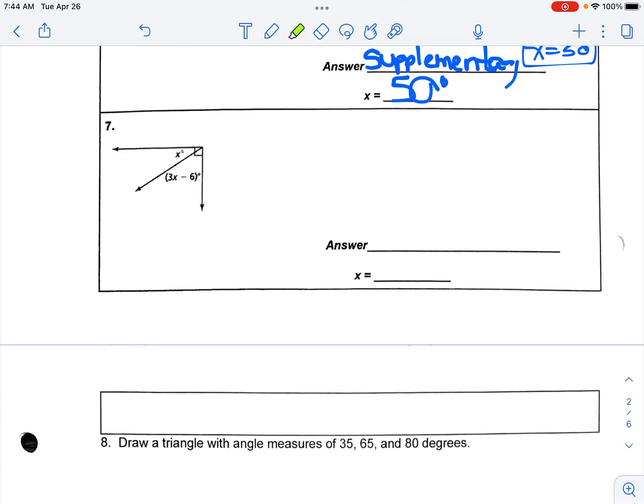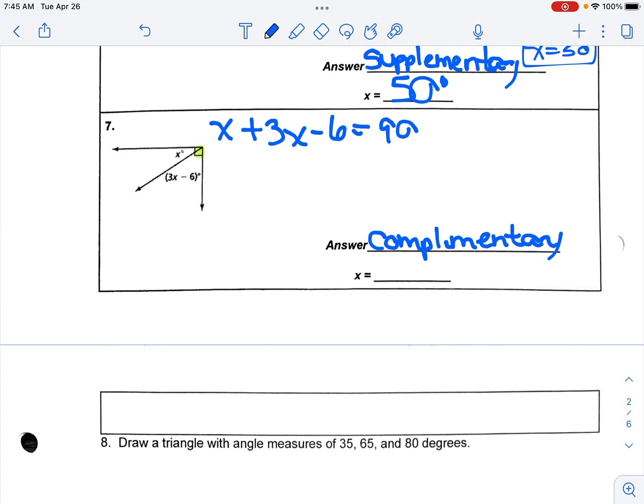Number 7. So right here, I see a 90-degree angle. So since these two angles together form 90 degrees, those are complementary. So I'm going to say x plus 3x minus 6 equals 90.